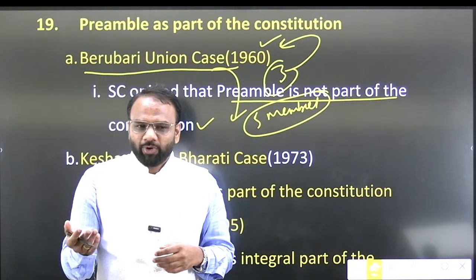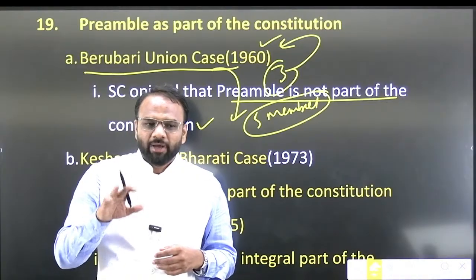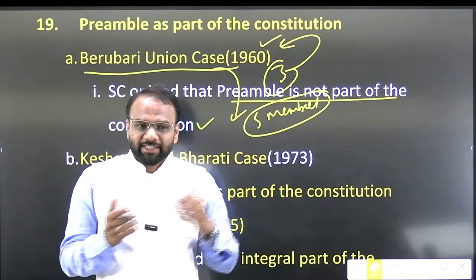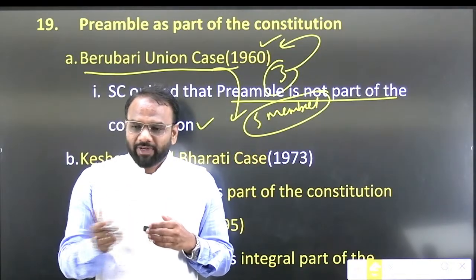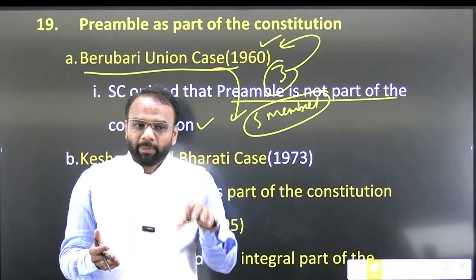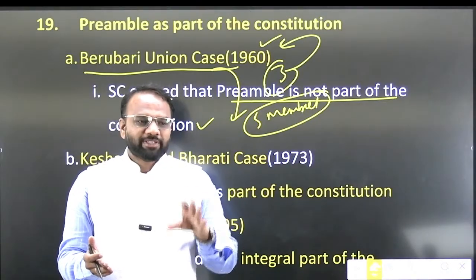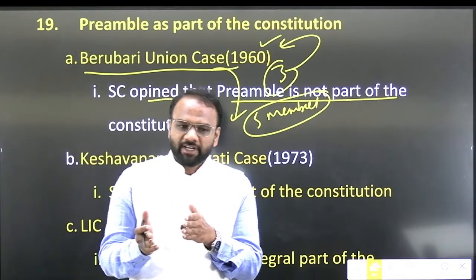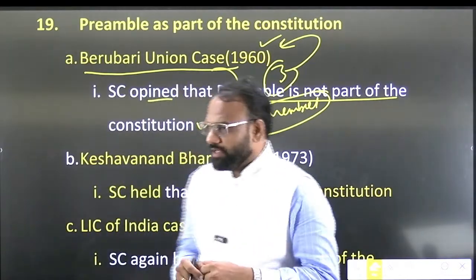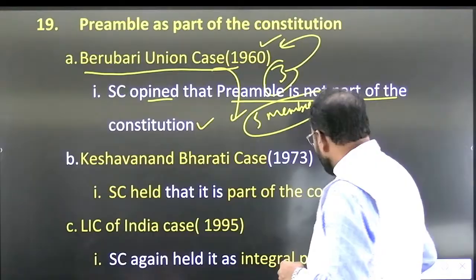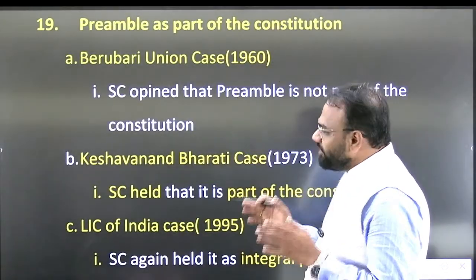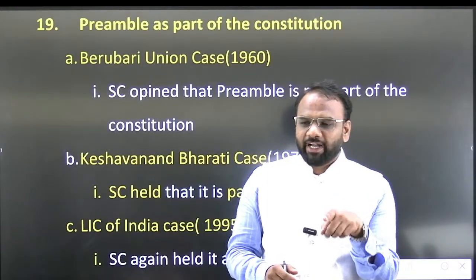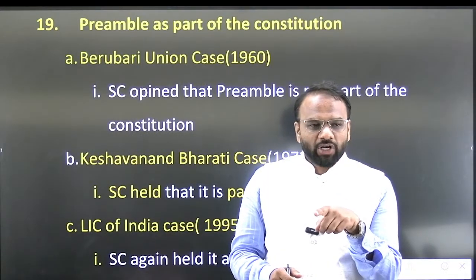So in the Berubari case, if 3 members have said that the preamble is not part of the Constitution, and the next Supreme Court judgment wants to say that the preamble is part of the Constitution, whatever has been said in the Berubari case has to be reversed. In order to give the next judgment, how many people are required? 5 members are required. This is how the Supreme Court works. Again, we will discuss it once we start the judiciary. Now in the examination, what we get confused about is, will they ask a question like this: in which particular judgment did the Supreme Court say that the preamble is not part of the Constitution?